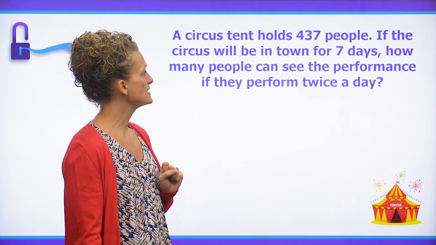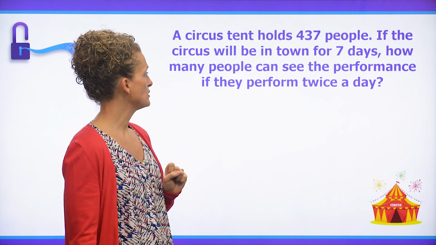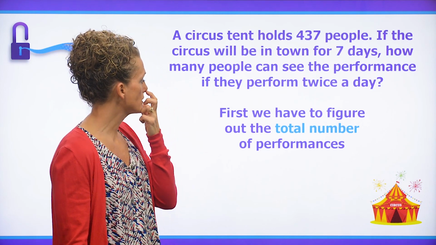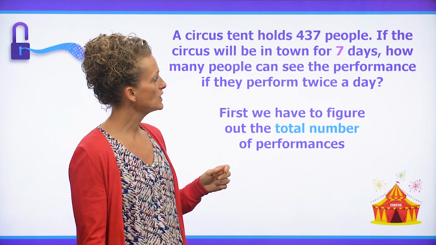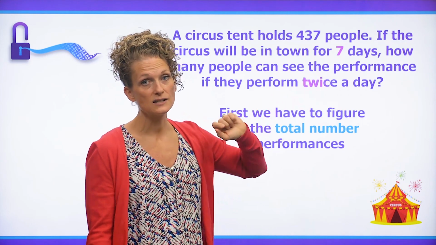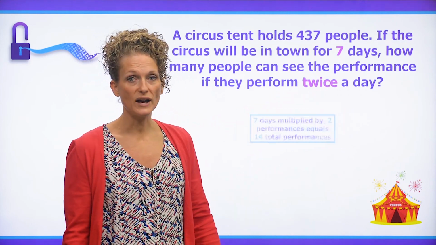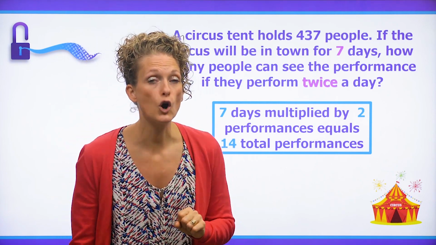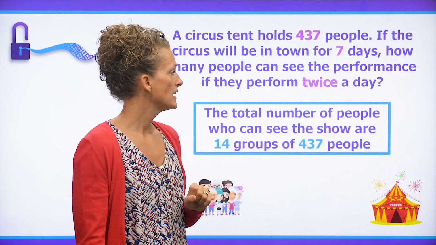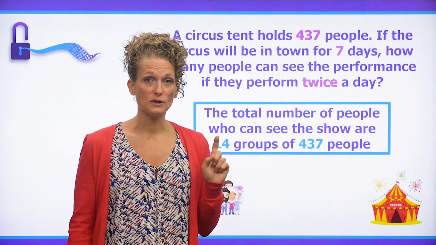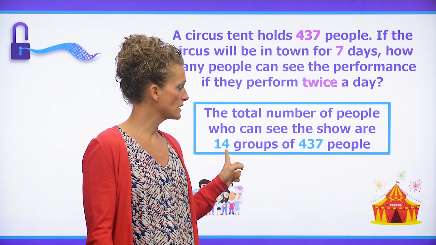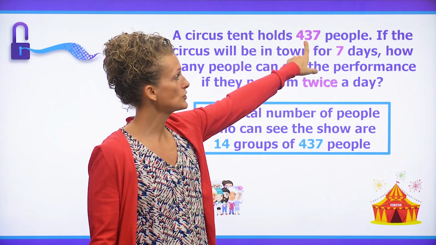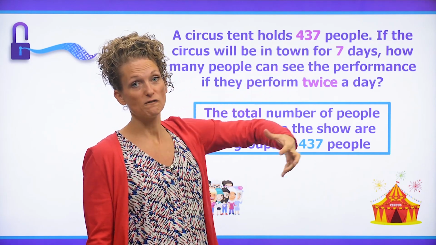Now a circus tent holds 437 people. If the circus will be in town for 7 days, how many people can see the performance if they perform twice a day? Well, how many performances are there in total? So in order to find that, the important information is that it plays for 7 days, and each day they perform twice. So that 7 days multiplied by 2 performances means that there is a total of 14 performances. Now, the total number of people who can see the show are 14 groups of 437 people, because the tent holds 437 people, and it can do that 14 times.